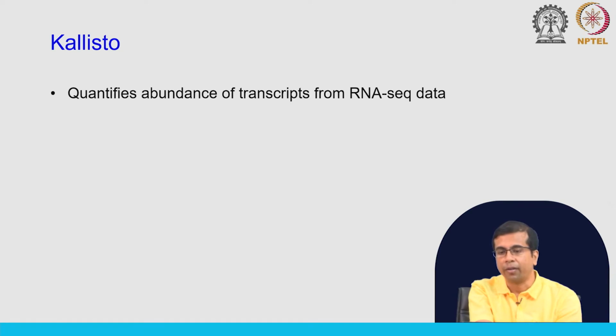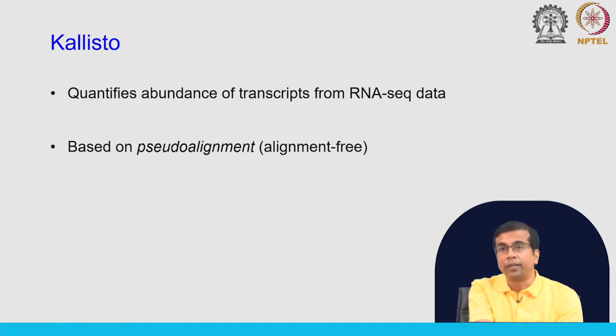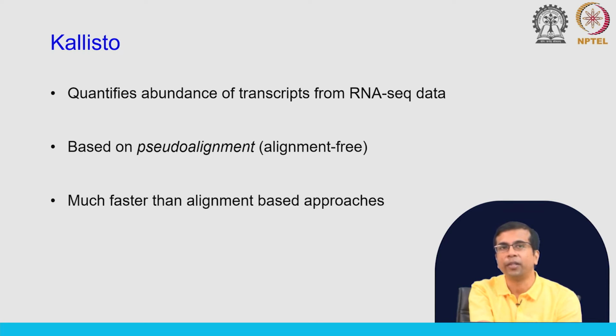Okay. So it quantifies the abundance of transcripts. This is the task that this tool does, but it does so based on something called pseudo alignment. There is no real, actual alignment. That is why it is called pseudo alignment or an alignment free approach. And the advantage is this is much faster than the alignment based approaches, because you do not have to do this alignment or mapping.